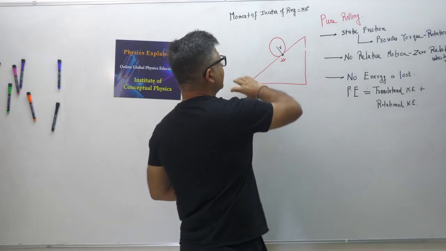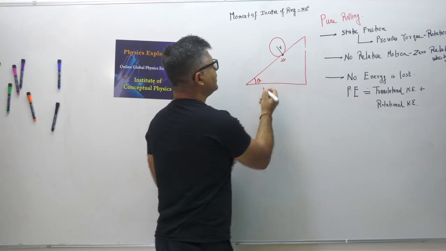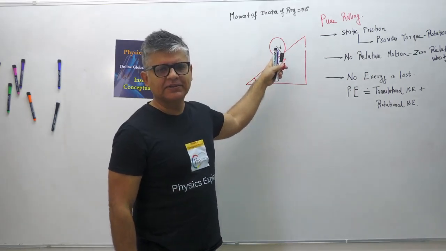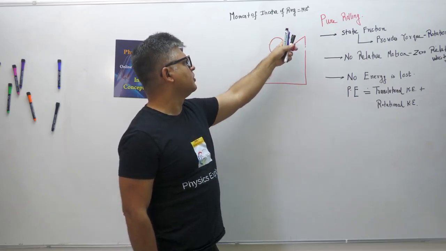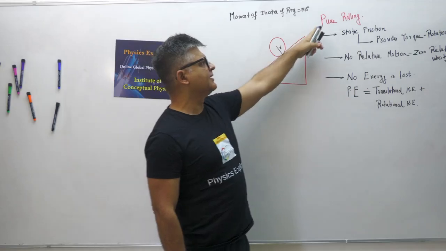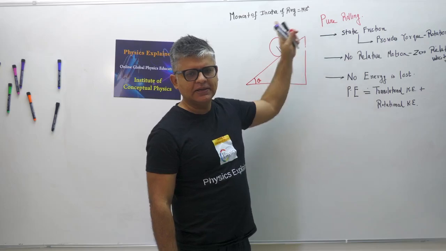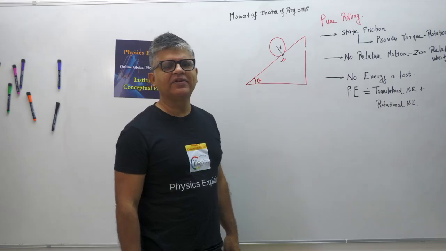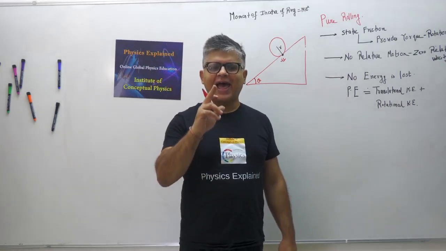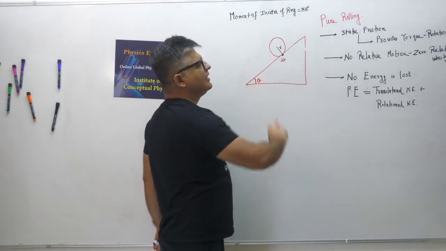So this is an inclined plane. The angle of incline is given to be theta. This is a ring which is in pure rolling. It is given in the question that the ring is in pure rolling. Now, let's discuss what we are supposed to find. We are supposed to find the acceleration of this particular ring.